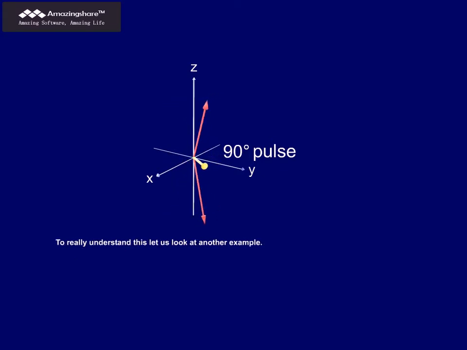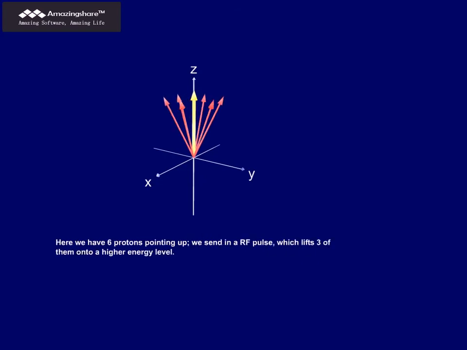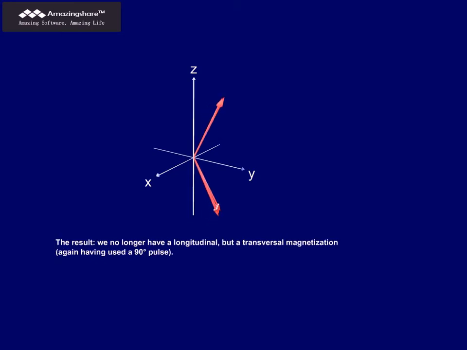To really understand this, let us look at another example. Here we have 6 protons pointing up. We send in an RF pulse, which lifts 3 of them onto a higher energy level. The result? We no longer have a longitudinal, but a transversal magnetization, again having used a 90-degree pulse.